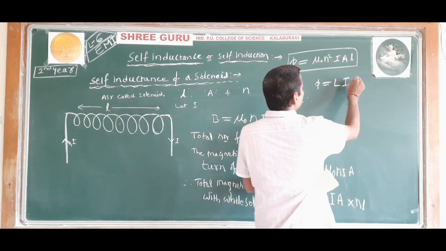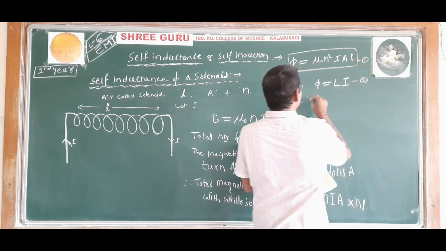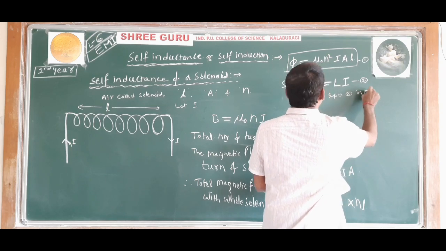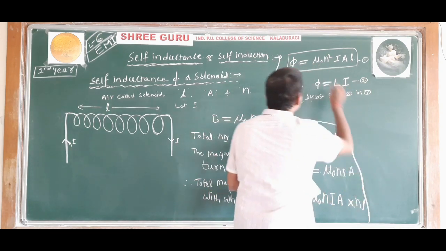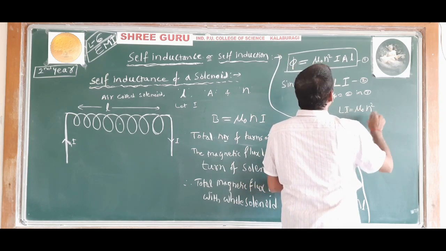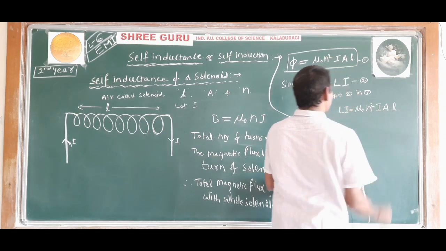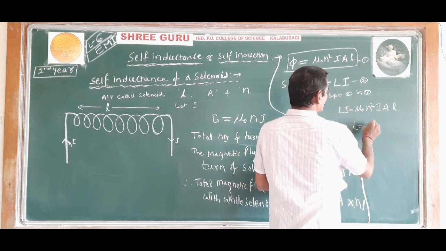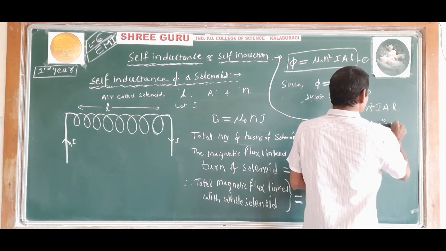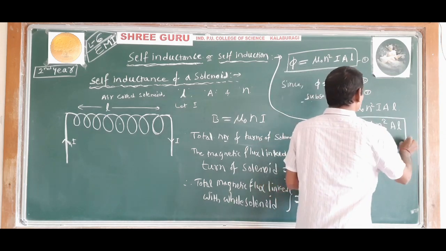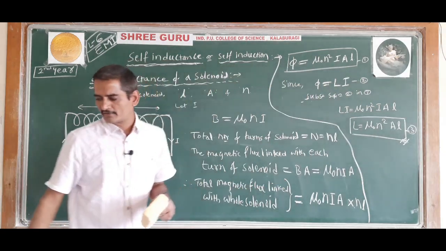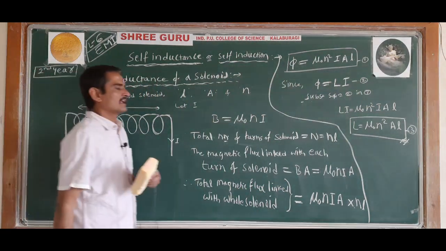Call this equation number 2 and the previous one equation number 1. Substitute equation 2 in 1, that is, instead of phi write L I. So L I is equal to mu naught n square I A L. Now I will cancel, so L is equal to mu naught n square A L. This is the expression for the self-inductance of a solenoid: L is equal to mu naught n square A L.